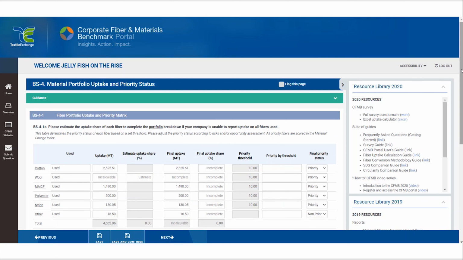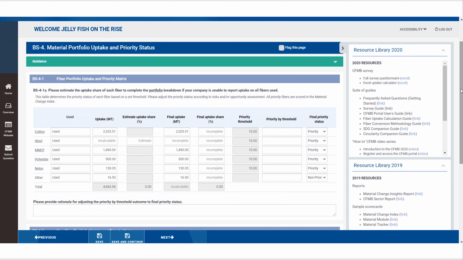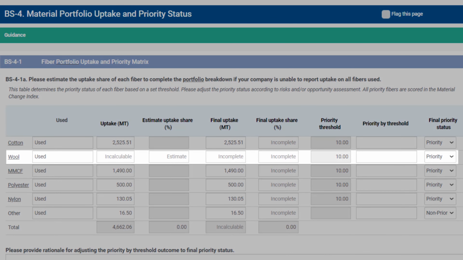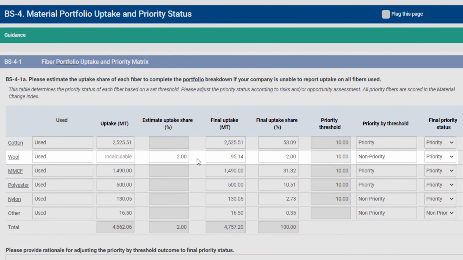Balance Sheet 4 provides an overview of uptake reported, allows you to enter an estimated percentage of uptake, and introduces priority thresholds. Firstly, if you indicated that you used a material type, but you were unable to report any uptake data for any programs or conventional volume of that material, the Estimate Uptake Share Percentage column will have an unshaded cell where you'll be able to enter a number to represent that estimated percentage of uptake that the material type represents. For example, if you know that you source wool but do not have a specific volume, but know that this is approximately 2% of your total fiber sourcing, please enter 2 in Estimate Uptake Share Percentage.